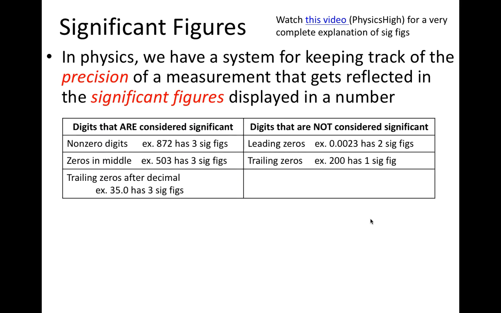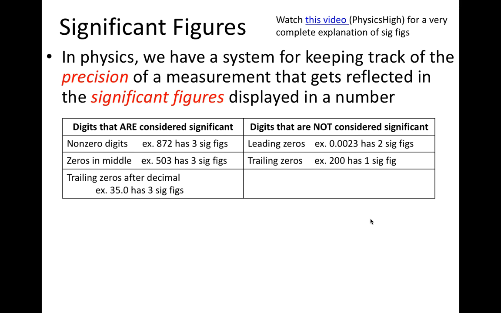All non-zero digits, any number from 1 through 9, are always considered to be significant. All the other rules deal with identifying zeros as either being significant or not significant. A zero in the middle of non-zero digits, like the zero in the middle of 503, is significant. Trailing zeros, that is zeros at the end of a number, after the decimal place are significant.